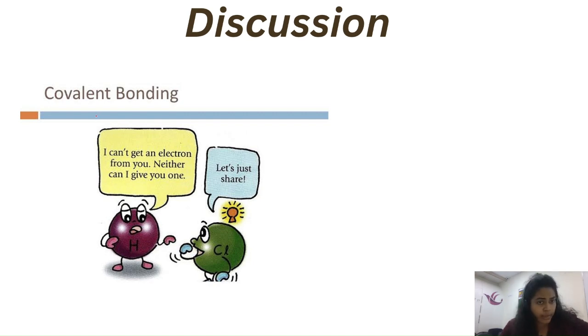This is a covalent bond again, and see, in this picture this atom is saying that I can't get an electron from you, so neither can I give you one. This is the one who cannot give the electron. So what the green forest is telling is, let's just share the electron. This is again the cooperation, which is called a covalent bond.